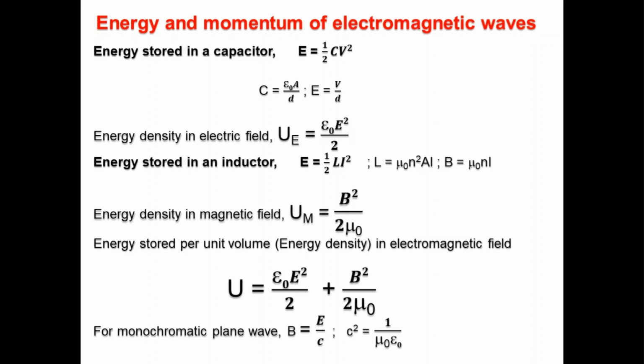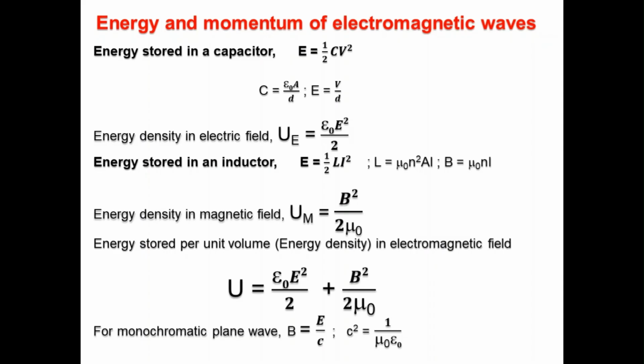So now, if we consider electromagnetic waves, they have both an electric field component and a magnetic field component. It means electric energy and magnetic energy will be there. So we have to find out the energy density for both the electric field and the magnetic field. Energy density means energy stored per unit volume. So let's find out first in the case of the electric field component.